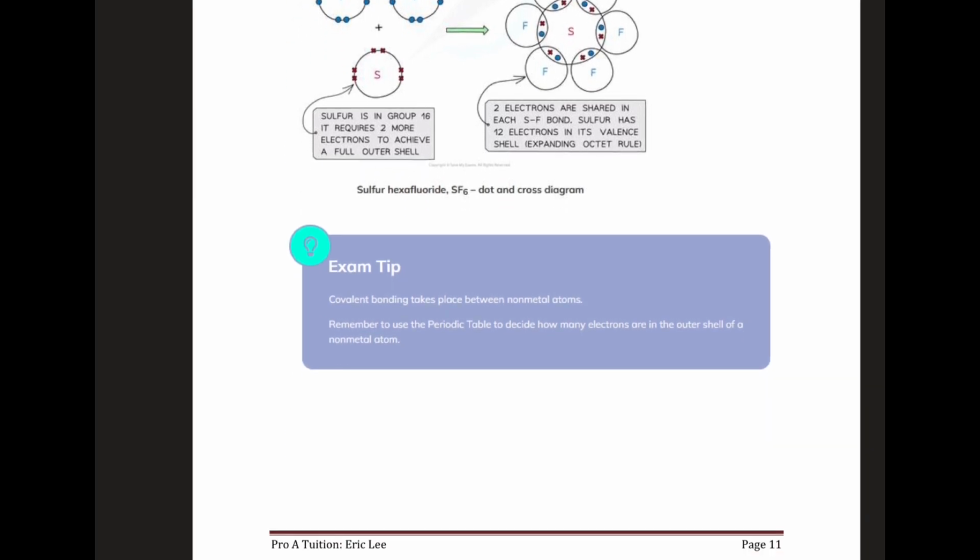Okay, now exam tips. Covalent bonding takes place between non-metal atoms. And then remember to use the periodic table to decide how many electrons are in the outer shell of a non-metal atom. So you look at the periodic table, you see how many valence electrons are there, and then after that you can determine how they share electrons with the rule where the terminal atom must achieve octet. The central atom can be 8, can be more than 8, or less than 8.